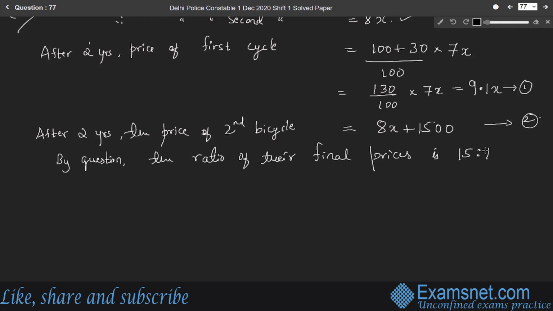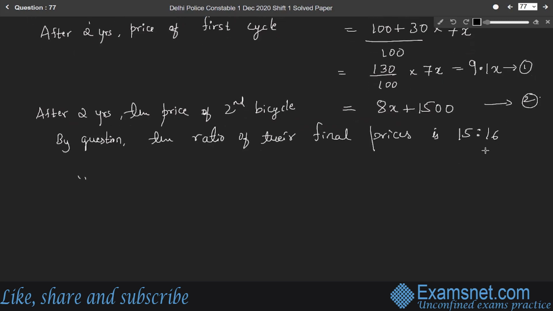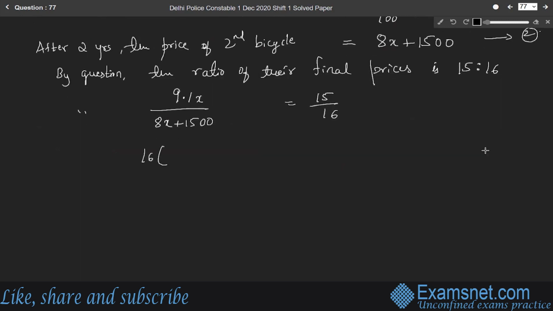15 is to 16. Therefore, let us write the ratio in the form of 9.1x divided by (8x plus 1500) is equal to 15 by 16. So we'll simplify it. 16 into 9.1x is equal to 15 into (8x plus 1500). We can still simplify.